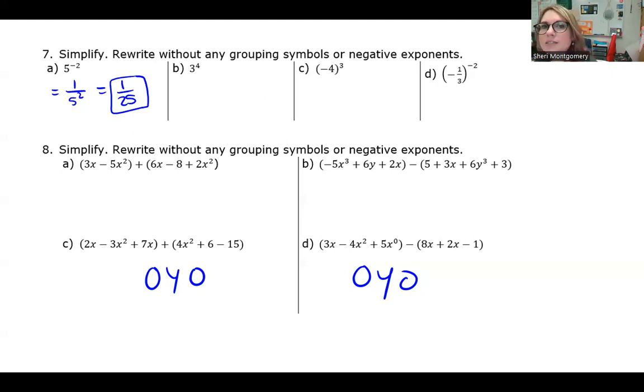The next one is 3 to the 4th power. I told you you didn't need calculators. We might need one for this, but let's try and do it without. So that is the same thing as 3 four times. So it's 3 times 3 times 3 times 3.